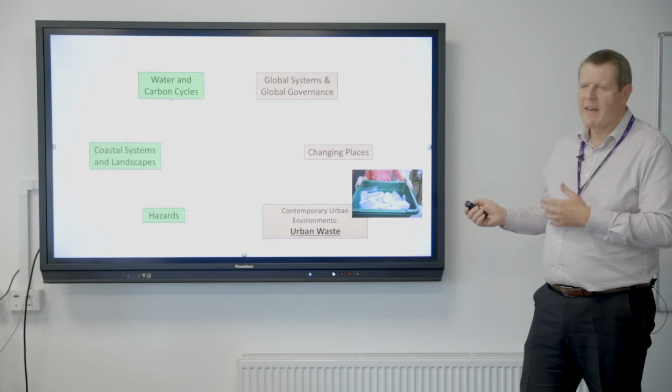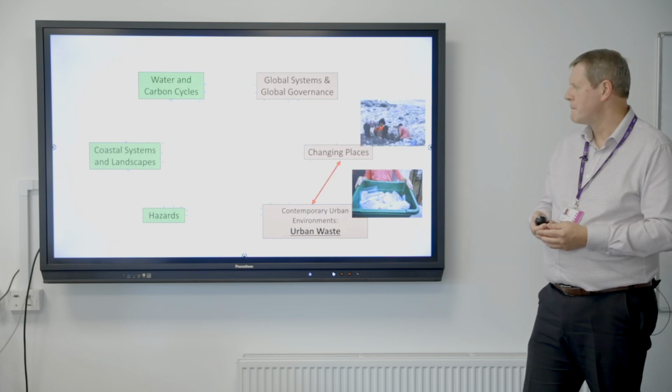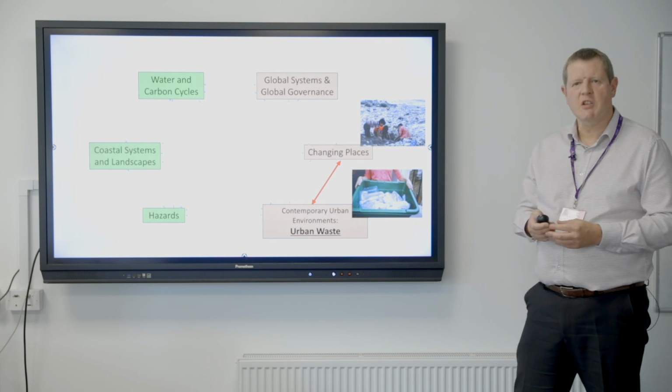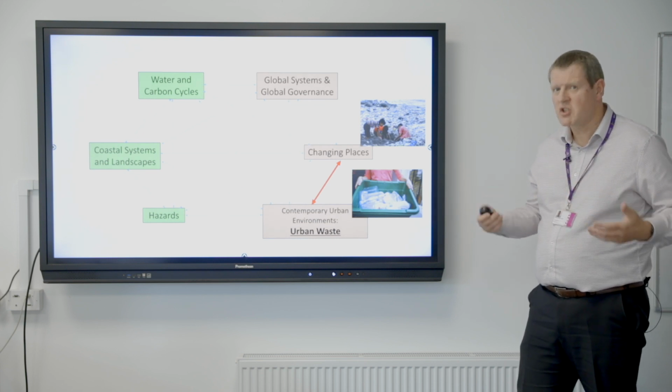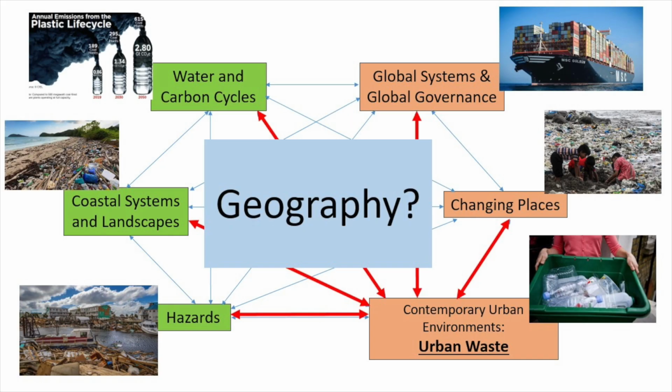So what I've shown you there is a link between urban waste and some other aspects of geography. We have a clear link between changing places because Mumbai is being changed a lot by the plastic waste that's being exported. There's a link too to global systems and global governance because we have a whole network of ships that are actually exporting this plastic around the world.